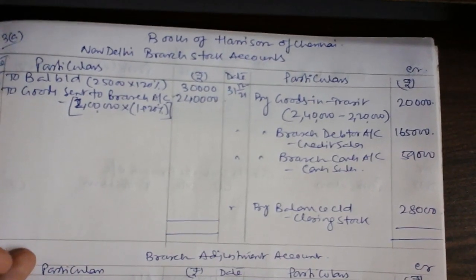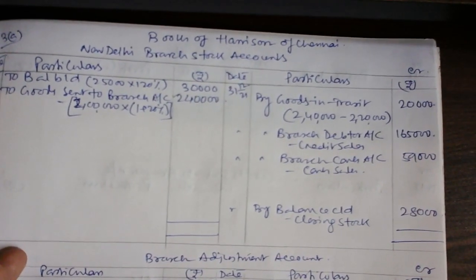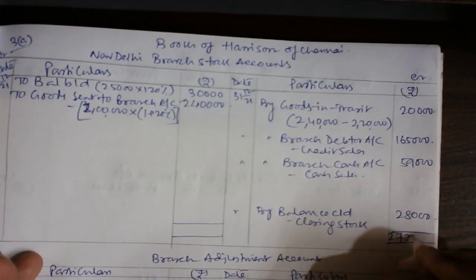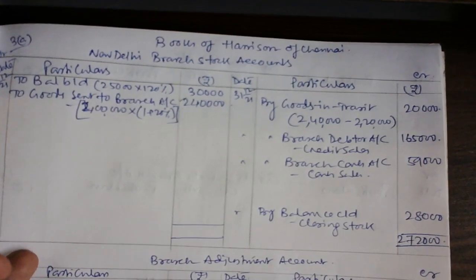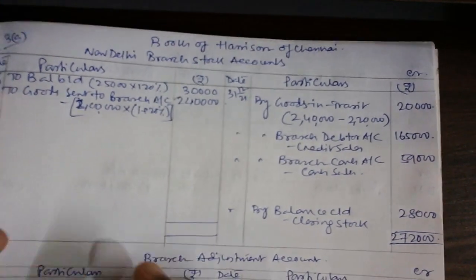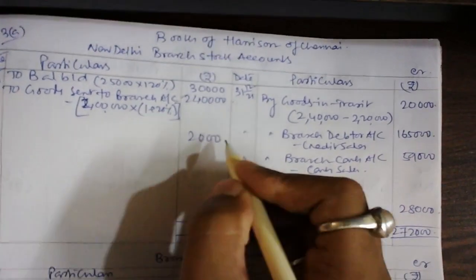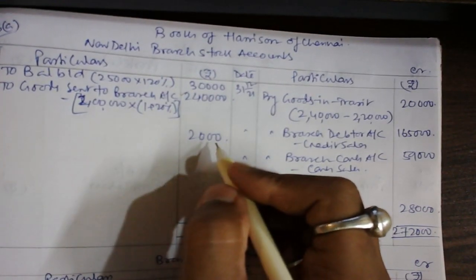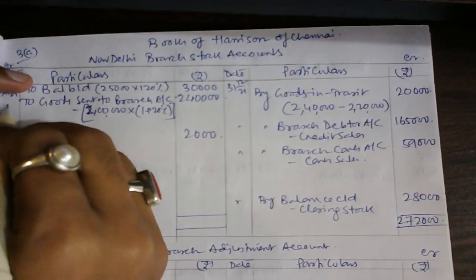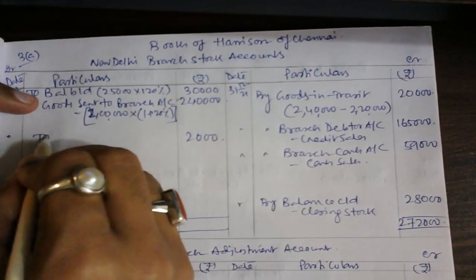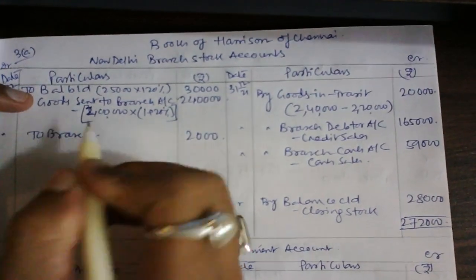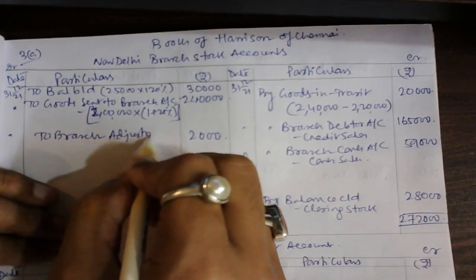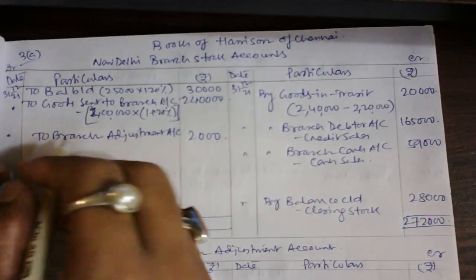So 28 plus 59 plus 165 plus 20. It means it will be 2,72,000. Okay, 2,72,000 minus 2,70,000, so it is coming around 2,000. So you can say 2,000. It means surplus of the stock. You can see it's the surplus of the stock, guys, correct? It is nothing but the surplus. So can you write here to branch adjustment? Because any surplus or shortage should be adjusted against the branch adjustment account. So you can write excess of sale.